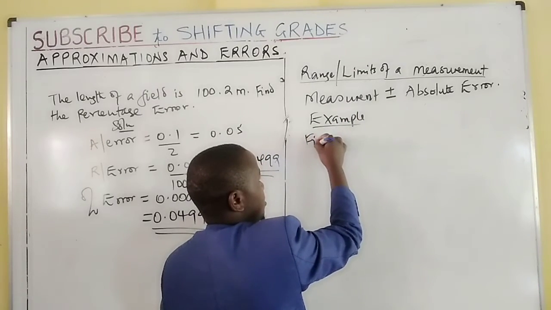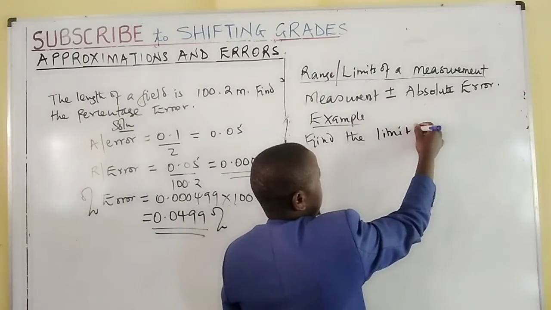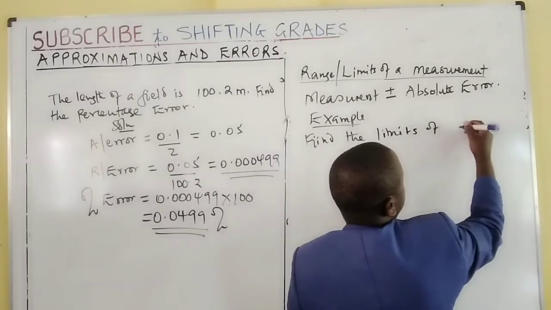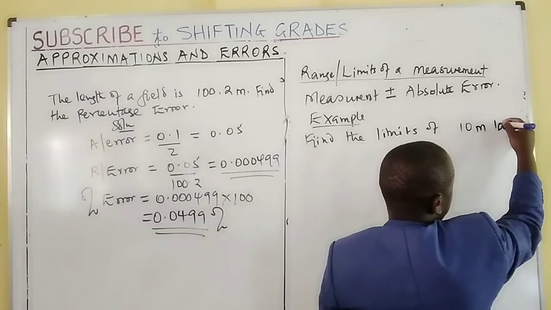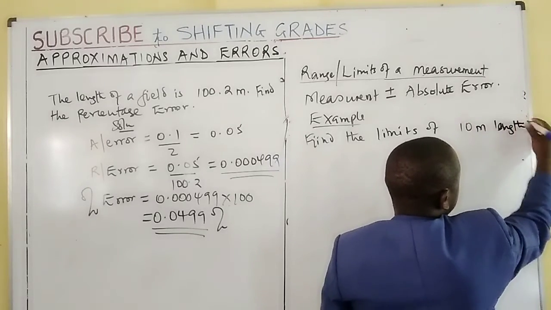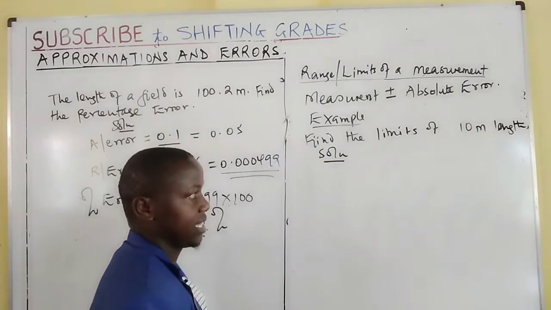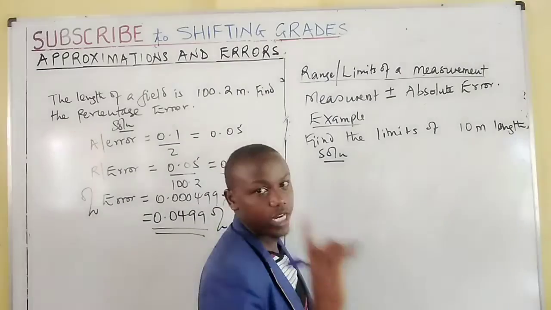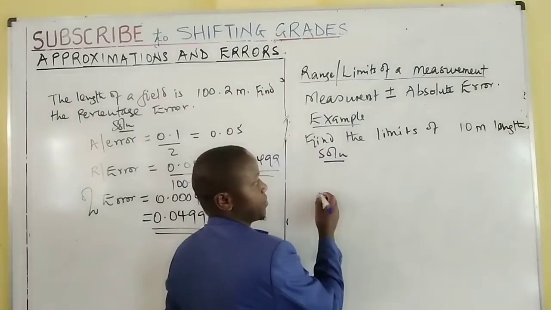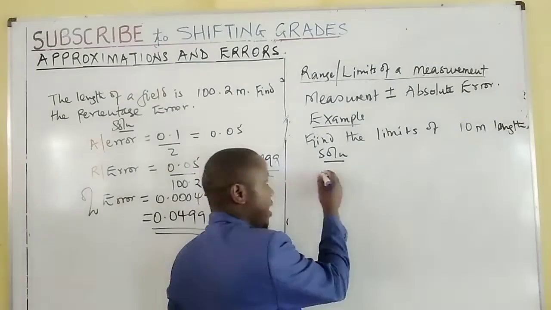Find the limits of 10 meters length. So 10 meters length, what will be its limits? In this case, we say accuracy is to the nearest whole number, meaning that the degree of accuracy is 1.